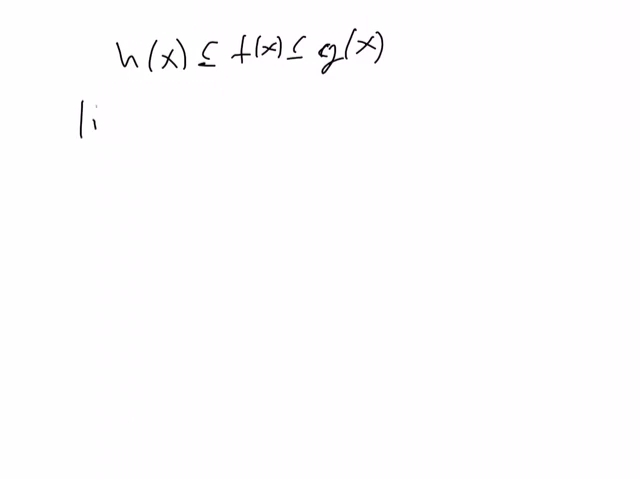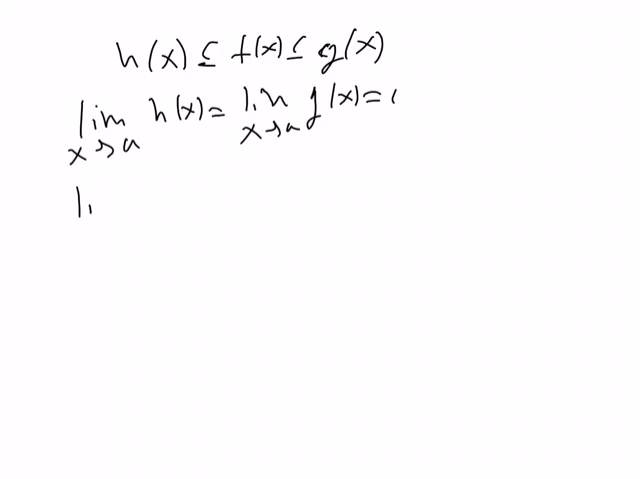and we have the limit as x approaches some number a of h of x is equal to the limit as x approaches a of g of x is equal to L, then the limit as x approaches a of f of x is also equal to L. That's the theorem. So in our case, we have f of x equal to x sine 1 over x.